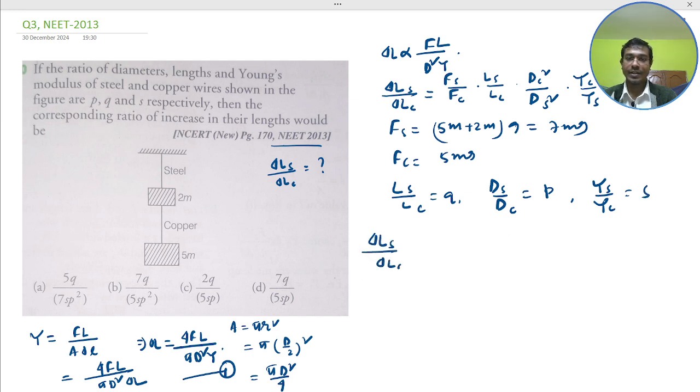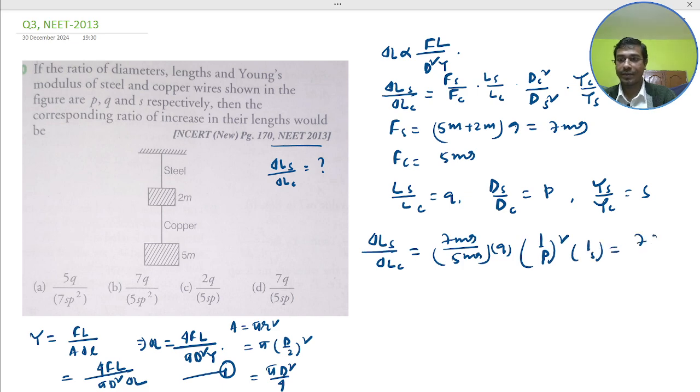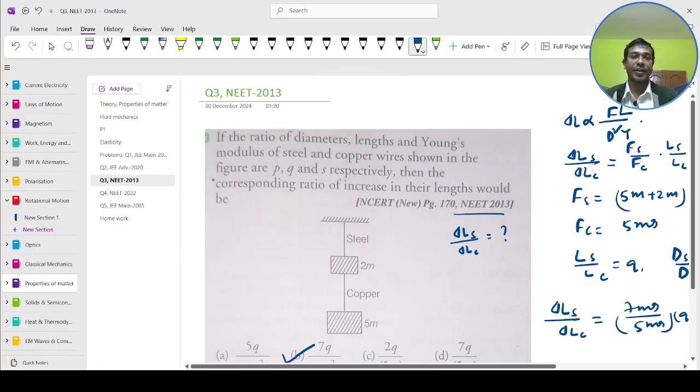So del S over del copper would become 7 mg divided by 5 mg. Put this value, and this is the Q. So this is 1 by P square, and this is 1 by S. So this would become 7Q divided by 5 P square S. B would be our correct answer. Go ahead, our next.